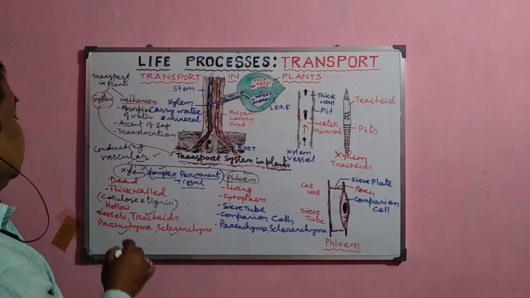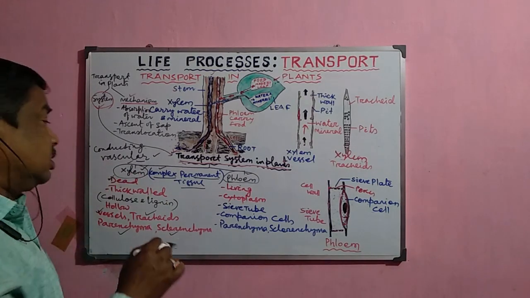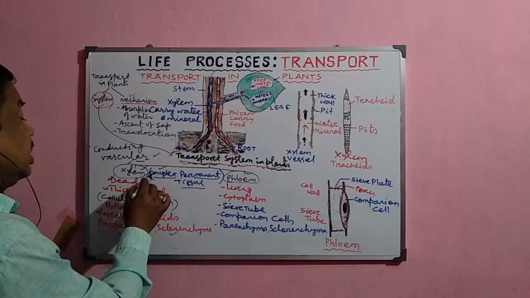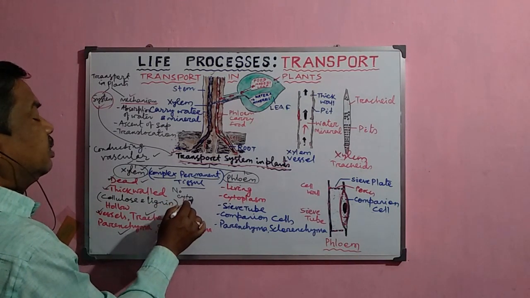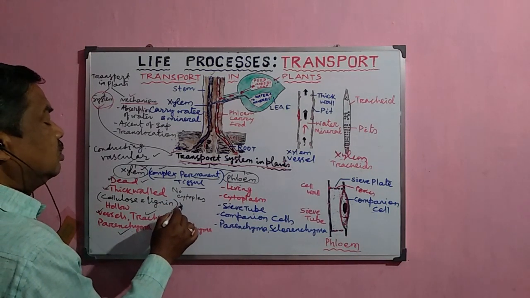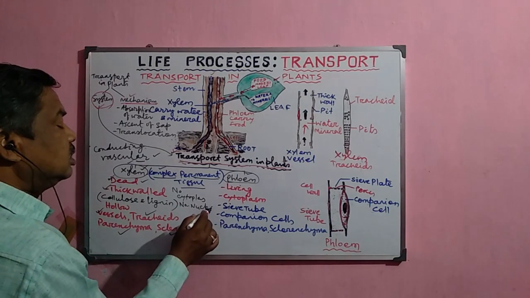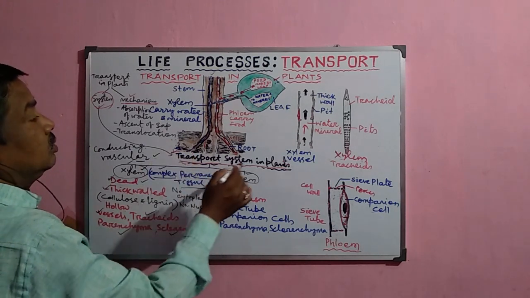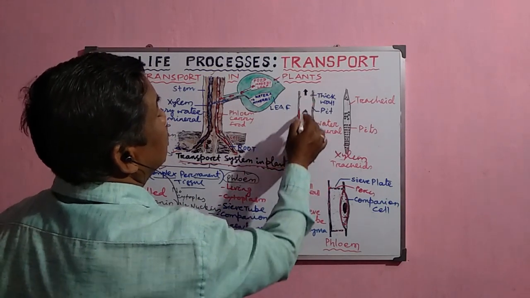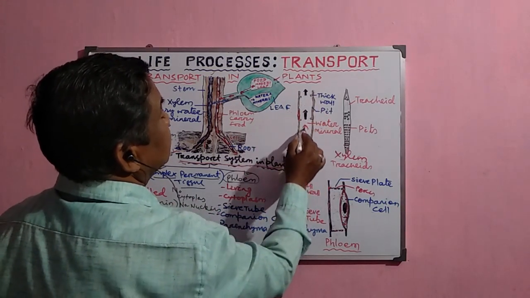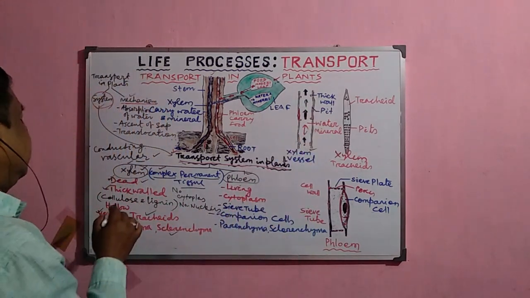Now, the xylem tissue is normally dead in nature and its walls are very thick, and as the cells are dead, there is no cytoplasm and no nucleus. So it is hollow in nature. Look here, this is the xylem vessel, and it is hollow and the wall is ruptured here. So the water and minerals easily pass through these xylem vessels.